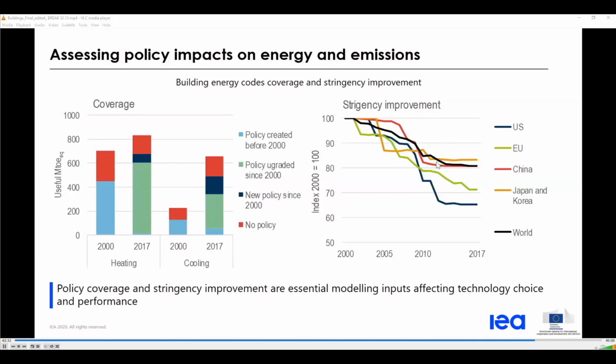And then based on that, we can understand how stringent is the average coverage across the building stock. And so what we want to see is that the stringency improvement really brings down the energy intensity of meeting demand for services such as cooling and heating.